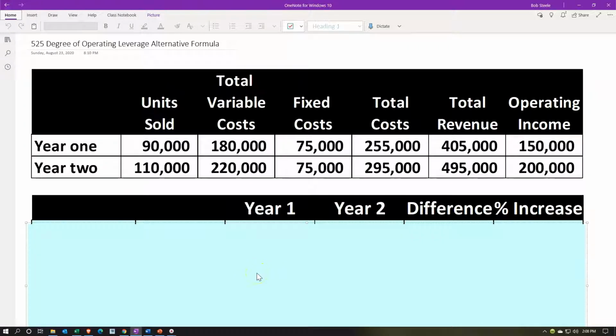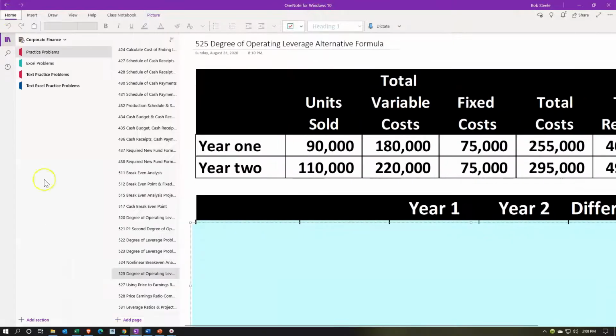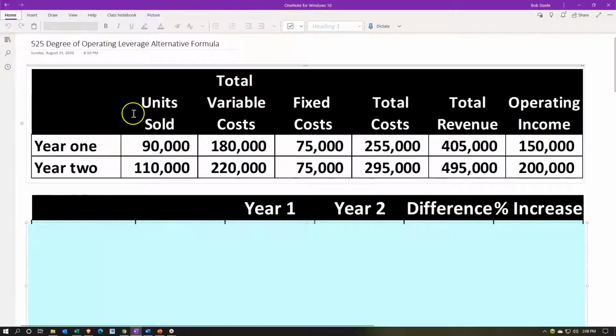Here we are in OneNote. If you would like to follow along in OneNote, you're not required to do so, but if you have access to it and would like to, we are in the 525 Degree of Operating Leverage Alternative Formula tab in the Practice Problems section. We're going to have our information up top, which is going to include year one information, year two information, units sold, total variable cost, fixed cost, total costs, total revenue, operating income. We'll use that information to do our calculations for the degree of operating leverage.